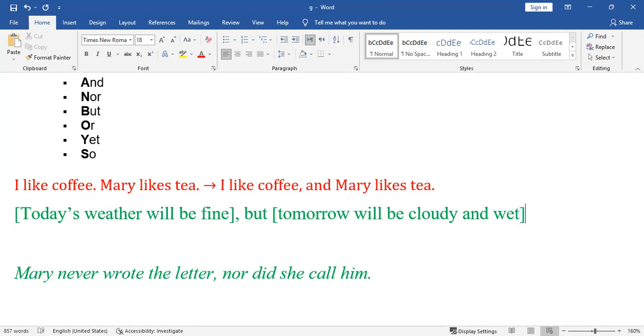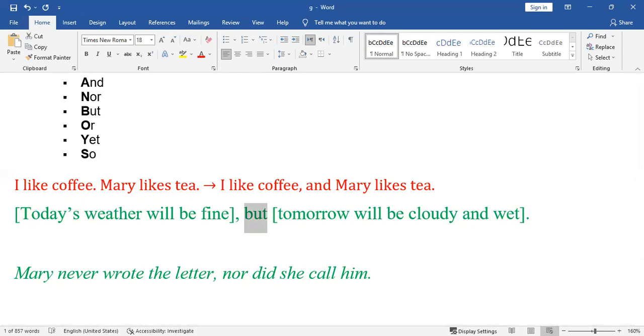Sorry, this is the whole sentence. Okay, so I have two independent clauses here, joined by but, a coordinating conjunction. So this is a compound sentence. يبقى دي compound sentence يا جماعة مكونة من two independent clauses.